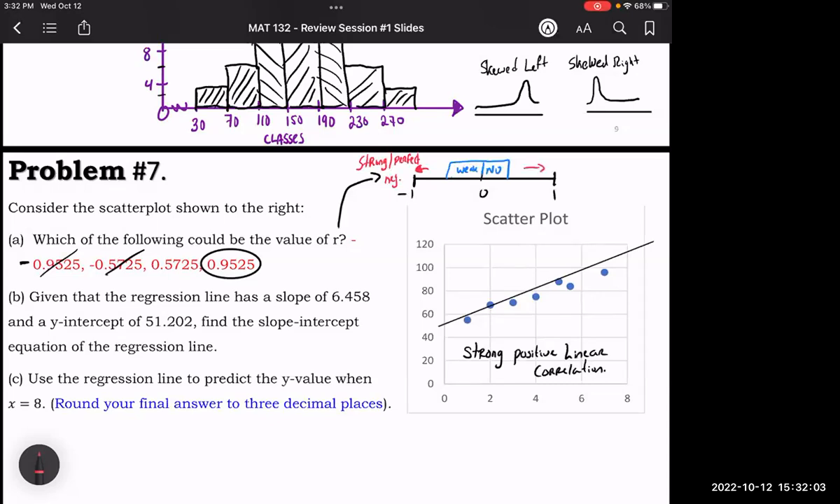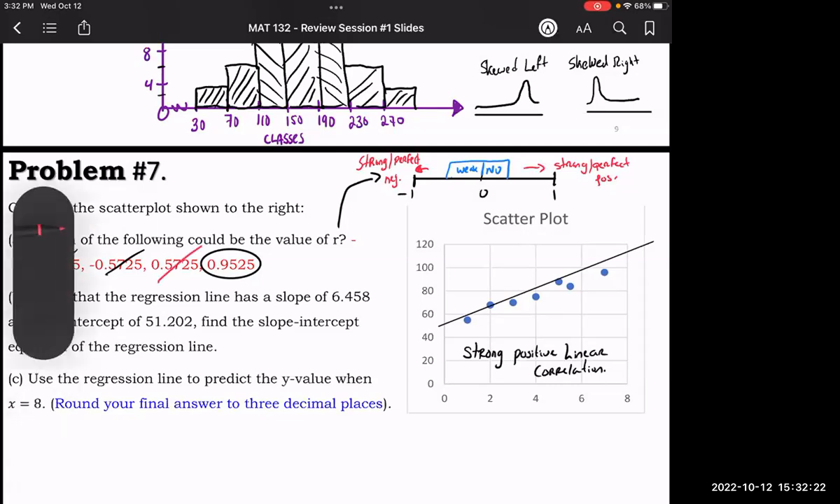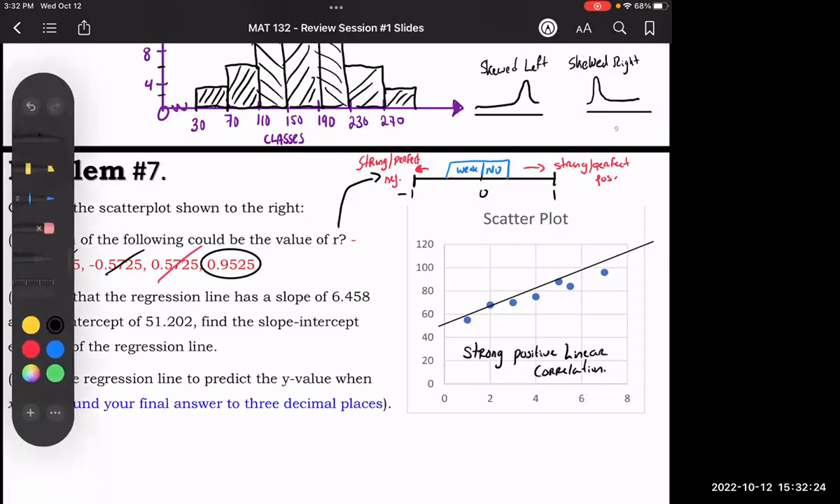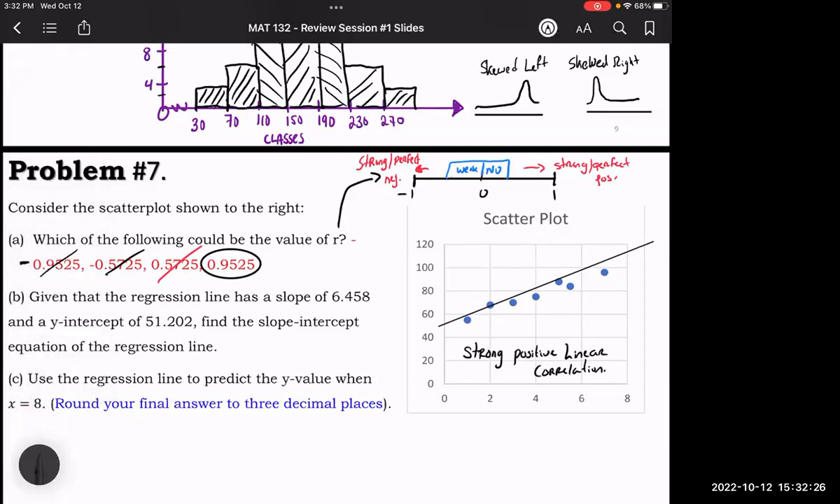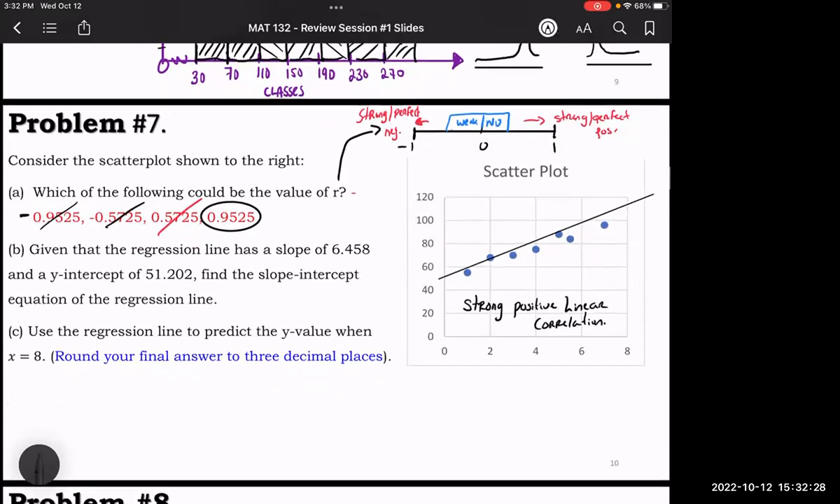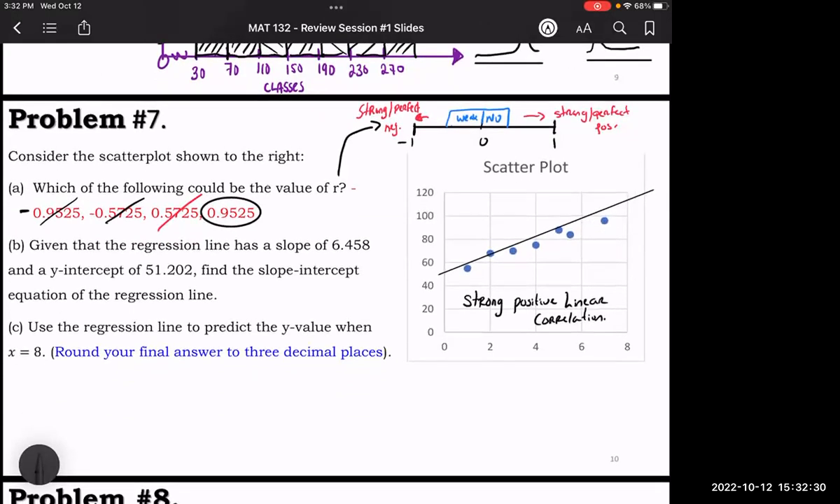And if you're getting closer to the +1, then it's strong or perfect. It's perfect if all the points lie directly on the line, by the way. Positive correlation. Because we said that it's strong positive linear correlation, the best answer choice here would have been 0.9525. Sounds good?